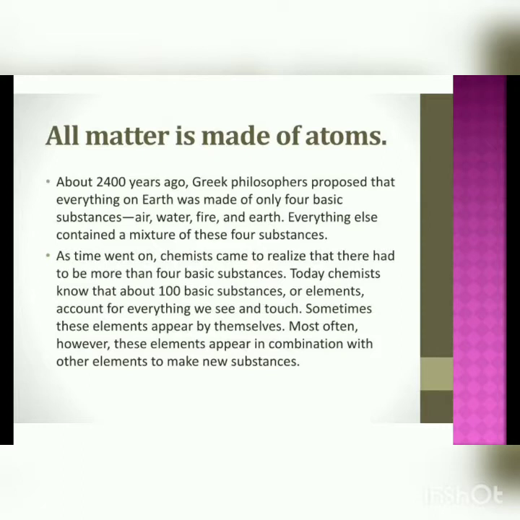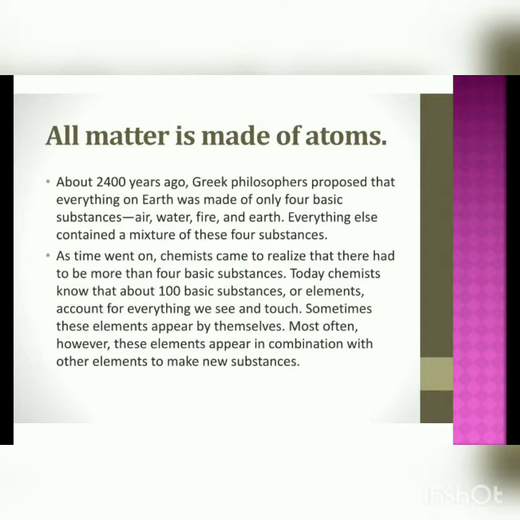Everything else contained a mixture of these four substances. But as time passed, chemists came to realize that there had to be more than four basic substances. Today, chemists know that there are about 100 basic substances or elements. They account for everything we see and touch around us. We will study what an element is and what an element is made up of in detail.